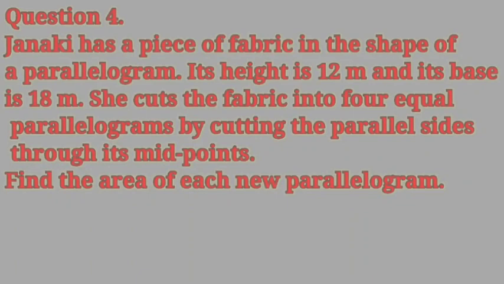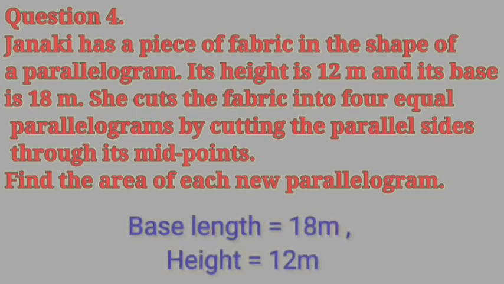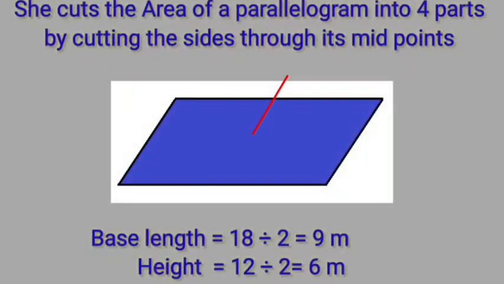Question number 4. Janaki has a piece of fabric in the shape of a parallelogram. Its height is 12 meter and its base is 18 meter. She cuts the fabric into 4 equal parallelograms by cutting the parallel sides through its midpoints. Find the area of each new parallelogram. According to the problem, the base length of the fabric is equal to 18 meter and the height is equal to 12 meter. She cuts the area of the parallelogram into 4 equal parts by cutting the sides through its midpoints, as shown in the figure.